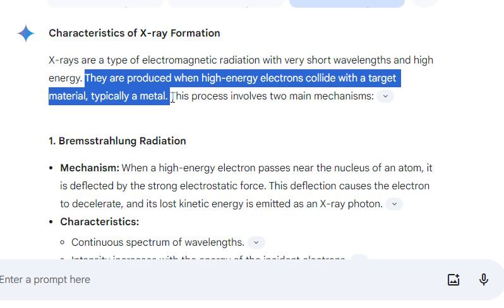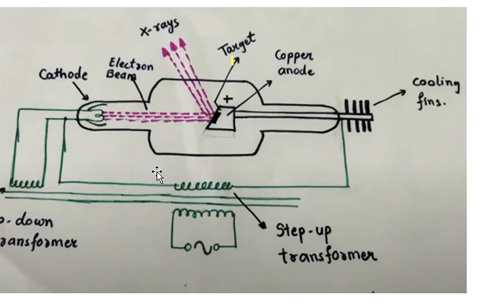So how are these X-rays produced? When very high energy electrons collide with a target material, in that particular collision there are two main mechanisms which occur, and because of which the X-rays are made. So let's see the experimental setup, how it is formed.